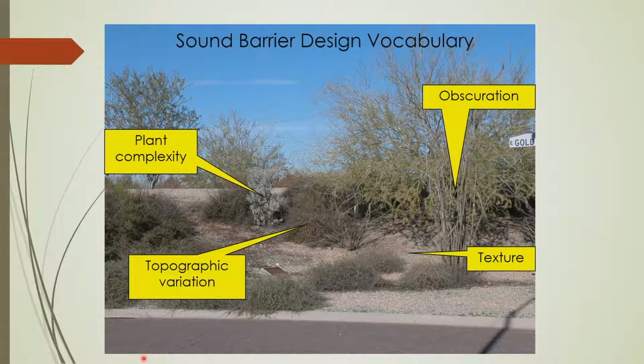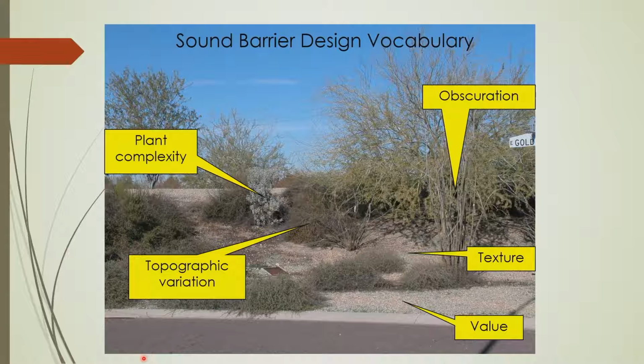You'll notice we talked about plant complexity. We didn't talk about the size or the extent to which the plants obscure the barrier itself. So obscuration can be a factor, the extent to which, or the percentage of the actual face of the barrier that is obscured by plants.